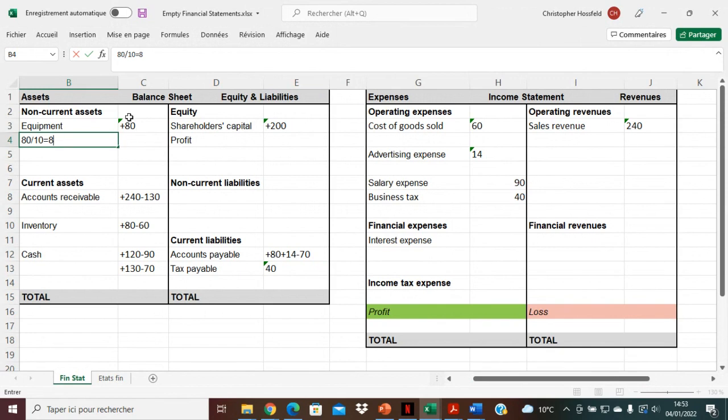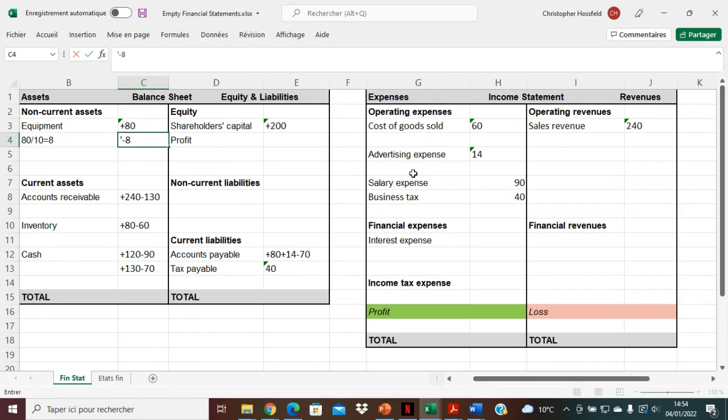Okay, that means at the end of the year, the value of the equipment is not 80 anymore, but is lower by 8. So I need to decrease my equipment value by 8. And what happened to these 8? Well, I received the equipment, then I used it, and because of the use, the value decreases. That means I consumed partially the value of my equipment.